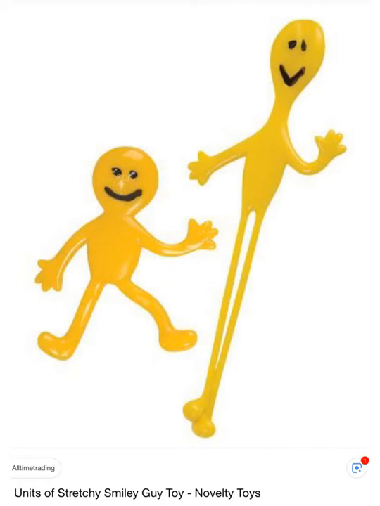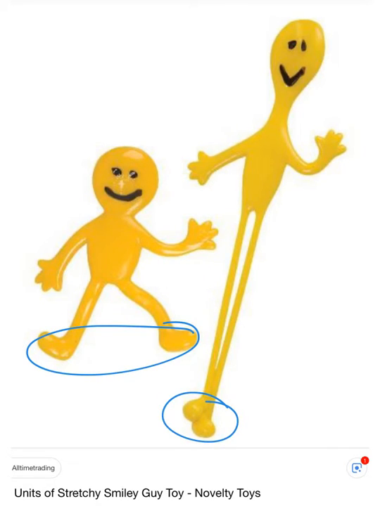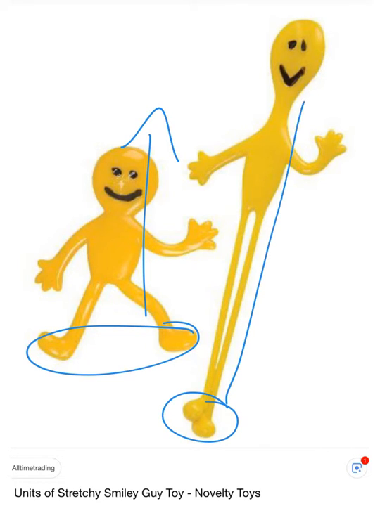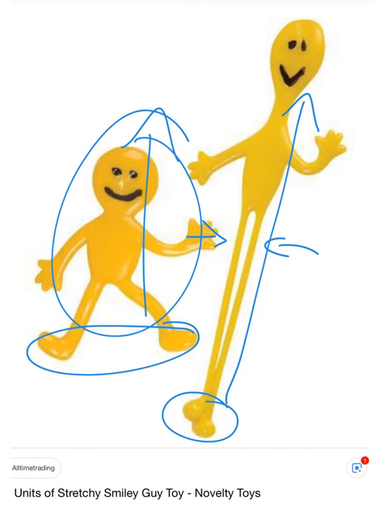Or think about these little stretchy toys, these stretchy guy toys. The feet would be our vertex. So we're going to pretend like his feet are at the origin still. And his head was one of the points. But as I stretch him up, he's going to look longer. It's going to also look skinnier than where he was originally.